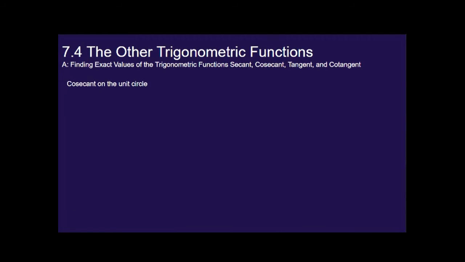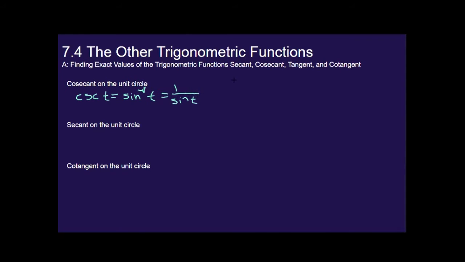So let's look at cosecant on the unit circle, and then we'll look at secant on the unit circle and cotangent on the unit circle. So we remember we defined these as the inverses of our other trigonometric functions. So let's start with cosecant. We defined cosecant of t is equal to sine inverse of t, which is equal to 1 over sine t. Sorry, it's a little sloppy there.